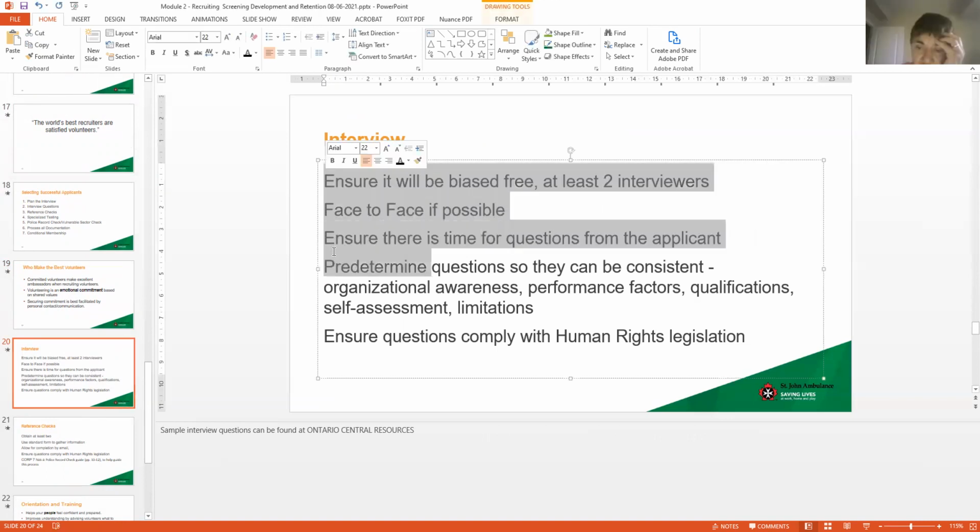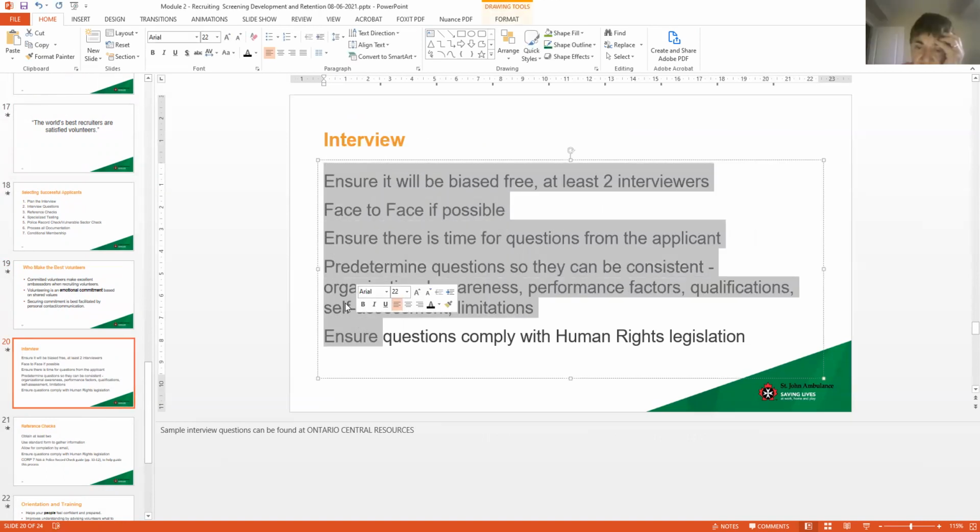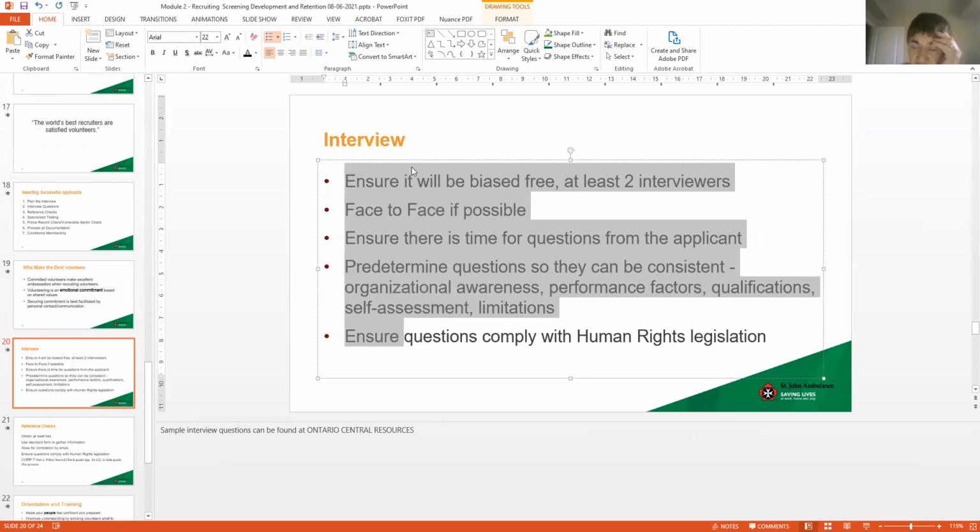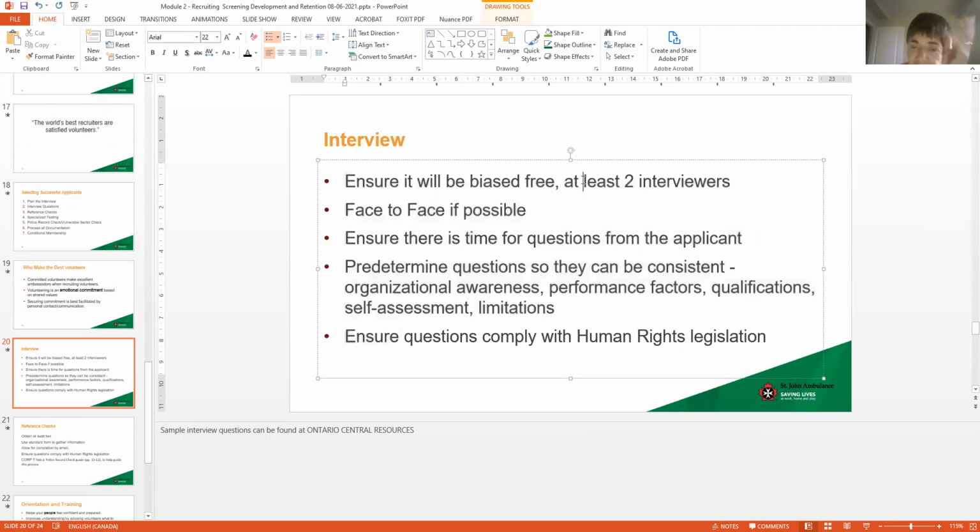I would say 2 interviewers. I would put the 2 interviewers. That's your point, you have 2 interviewers to prevent bias. It's not ensure it will be viable. It's a sentence. You don't want that. So I would start with 2 interviewers dash bias free. It prevents bias.